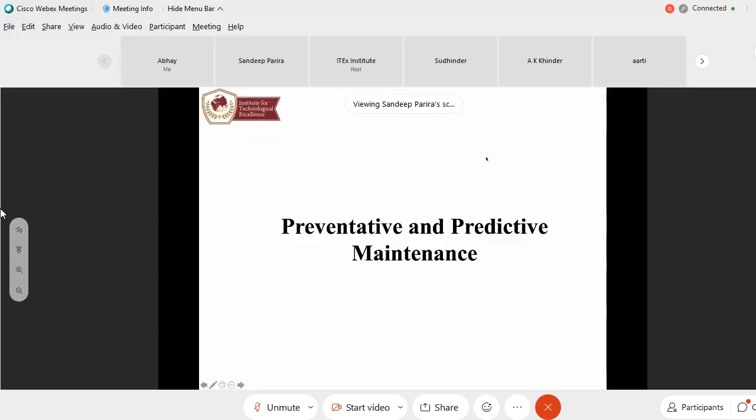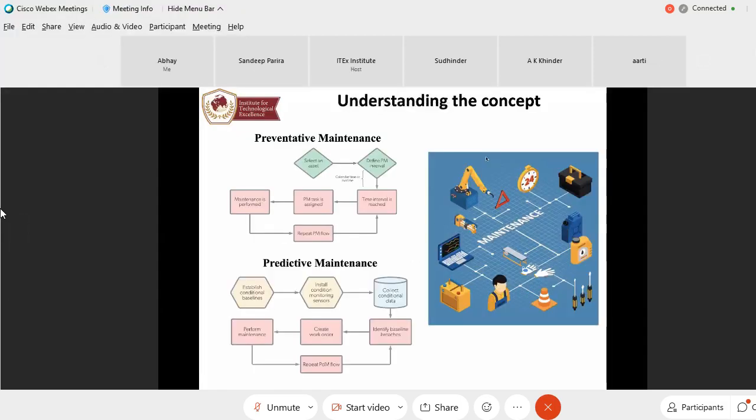Yeah. Okay, thank you. So before we go to preventive maintenance and predictive maintenance, let's understand what the difference is between these two, what the pros and cons are, and how you can understand, across different factors, where to implement which one.